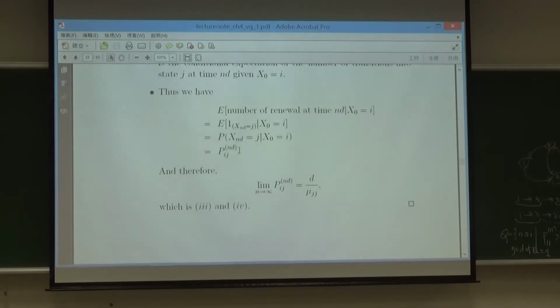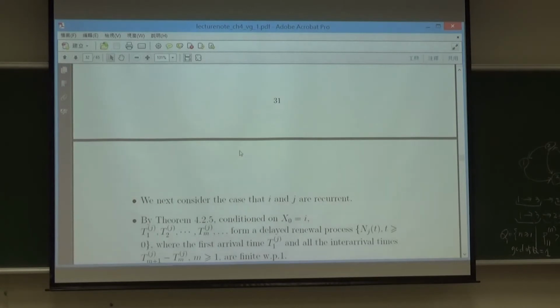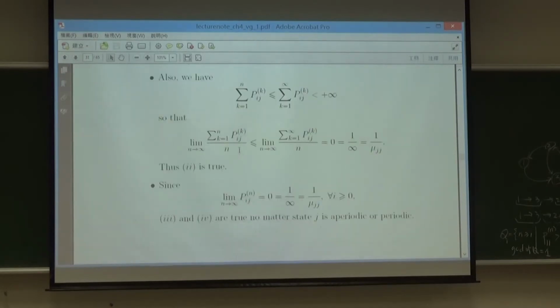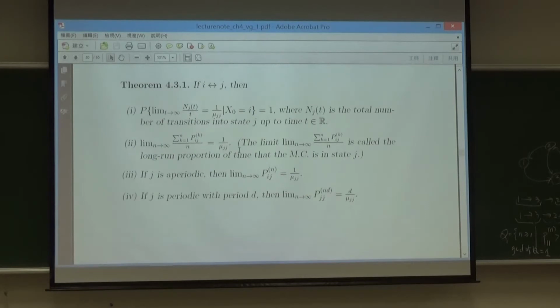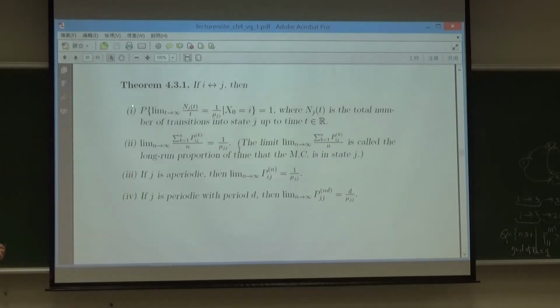Okay, so basically we proved the theorem. The proof of the theorem seems very simple because we have developed the renewal theory in chapter 3. If we hadn't developed the renewal theory in chapter 3, then the proof of the theorem would be much more involved. All right, this theorem contains the fundamental limiting behavior of the Markov chain. Any questions?